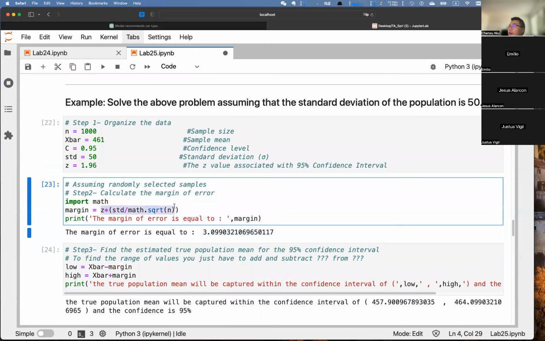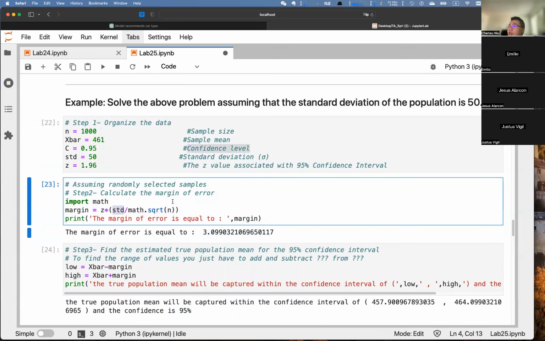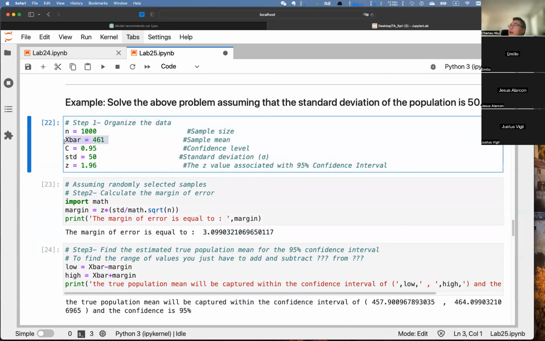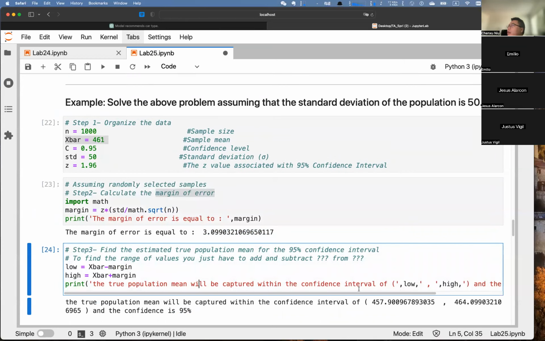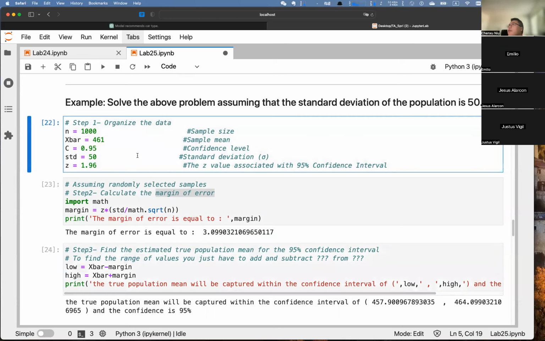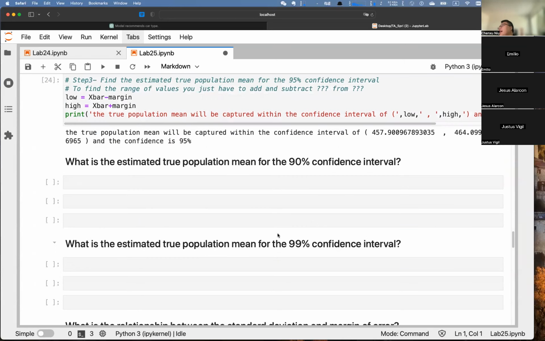Because when you calculate the margin, you need to consider the Z value, which means you need to consider the confidence level. You need to use the standard deviation and the sample size. That's why it matters. If you change the X bar, it doesn't matter for the margin of error, but it will affect the range of the values, because you use X bar to subtract and add the margin, right? All right, so that is the 7th example. The population standard deviation is 50, right?